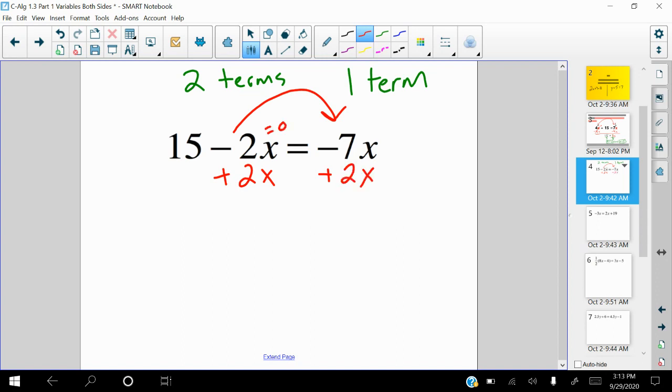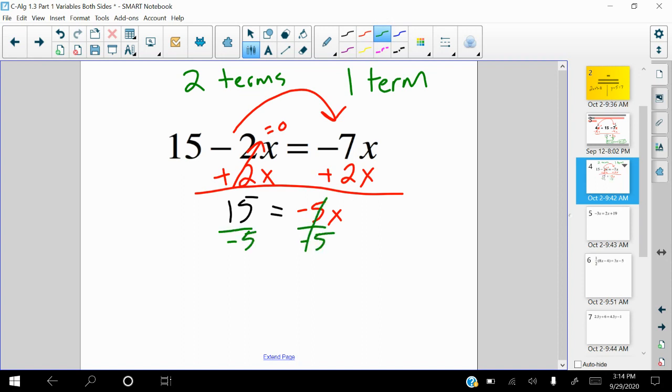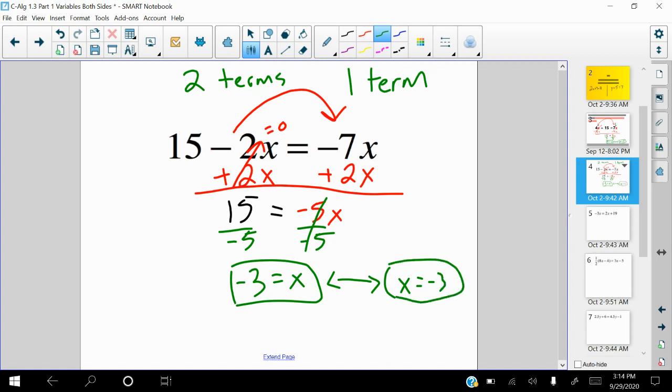Again, this ends up turning into 0, which is what we want to happen. We get 15 is equal to negative 7x plus 2x, which is going to yield negative 5x. We want to divide both sides by negative 5, just like we would any normal one-step equation. So now we have that negative 3 is equal to x. Again, if you had it as x is equal to negative 3, that's fine as well.